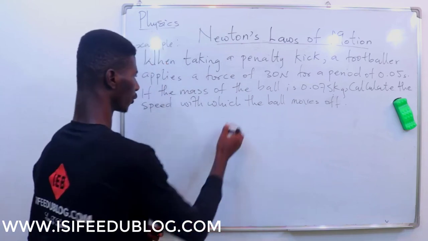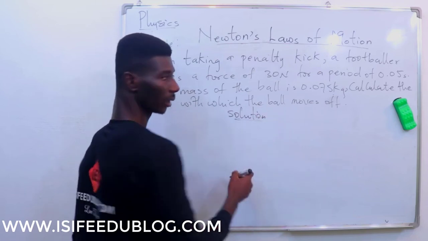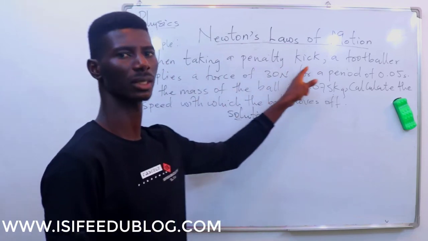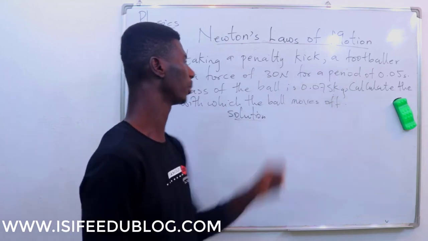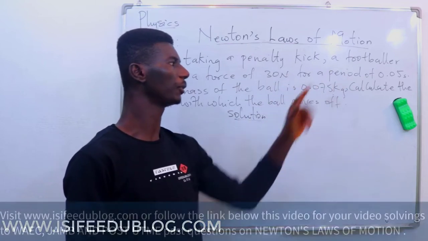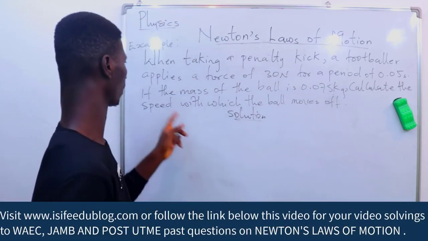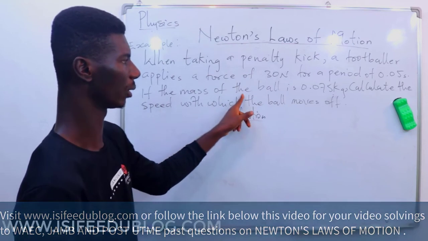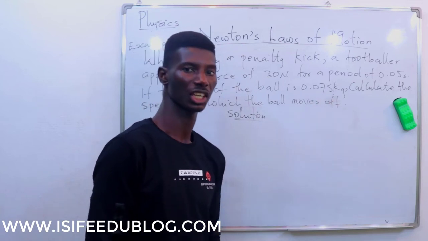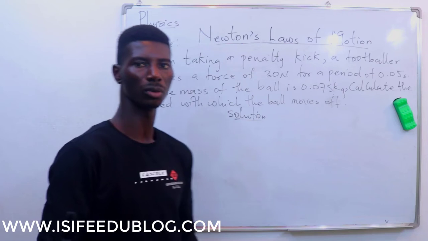Now, let's go. So if we put down our solution, let's read the question to understand. They said, when taking a penalty kick, a footballer applies a force of 30 Newton for a period of 0.05 seconds. Always take note of the units. If the mass of the ball is 0.075 kg, calculate the speed with which the ball moves off.